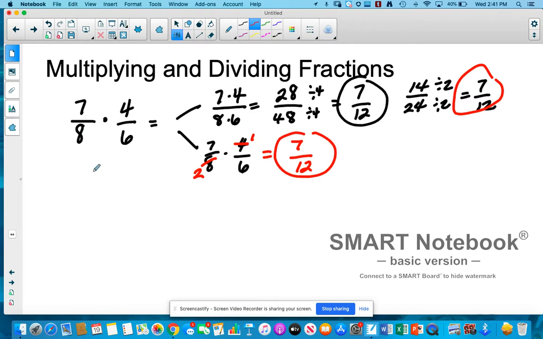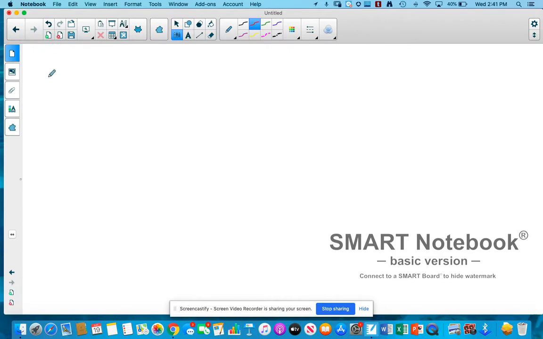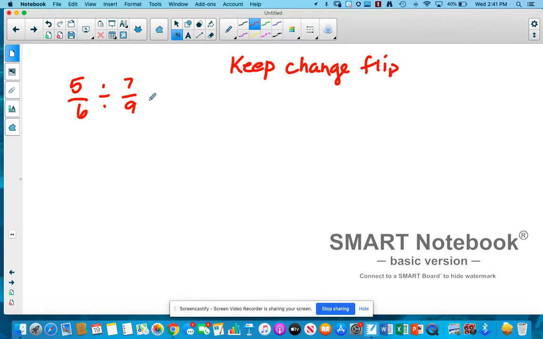Okay, let's look at division. So let's say we have 5/6 divided by 7/9. So if you remember from division of fractions, they want you to keep, change, and then flip. Sometimes we forget which one we are flipping. So keeping this fraction, 5/6. Division changes to multiplication, and flipping 7/9, I am just going to flip it over and it becomes 9/7.